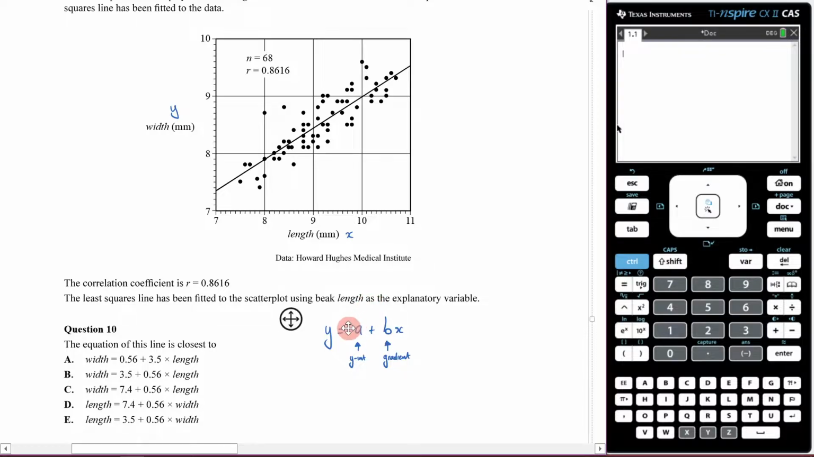Now, what we're going to do is see which of these we can eliminate. Well, first off, width has to be my y value, so it has to be out here. That immediately means that this is gone and that is gone, because my length's there. So now, we've eliminated those. What else could we do?